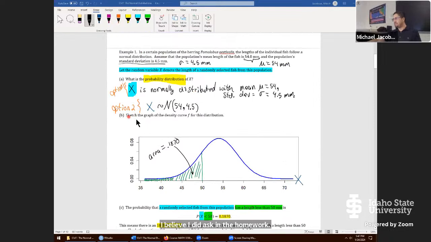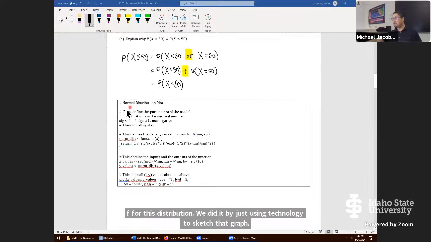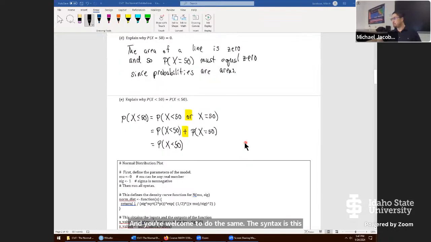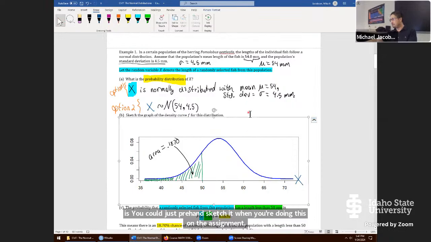There it is. It says sketch the graph of the density curve f for this distribution. We did it by just using technology to sketch that graph. And you're welcome to do the same. The syntax is this right here. The only things you would need to change are mu and sigma from those two. But what's also completely acceptable that we mentioned is you could just freehand sketch it when you're doing this on the assignment. So let's put that here just for a little bit of emphasis.